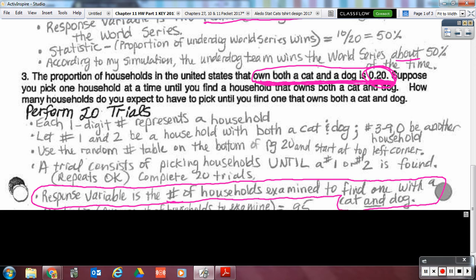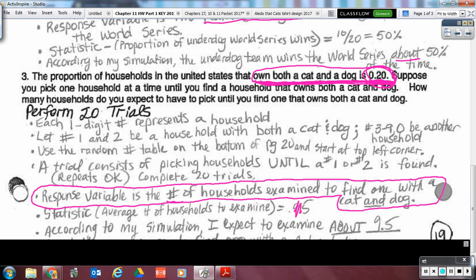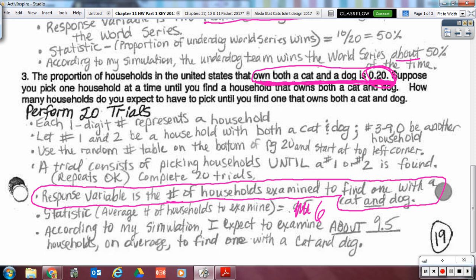So see, the response variable is per trial. That's what you get per trial. This is not the response variable. That's not the on average. That's just what you put above a trial. The statistic that I got was 6, and that's the average. So according to my simulation, I expect to have to examine about 6 households on average to find one with a cat and dog. Okay. So there's 2 simulations.